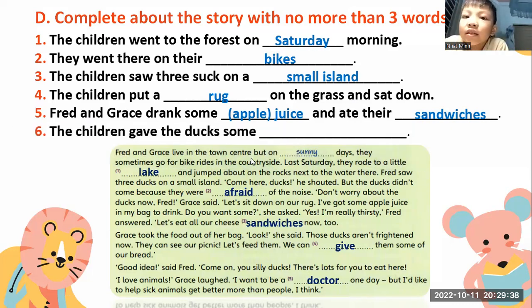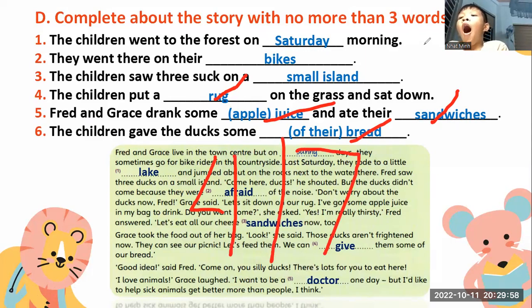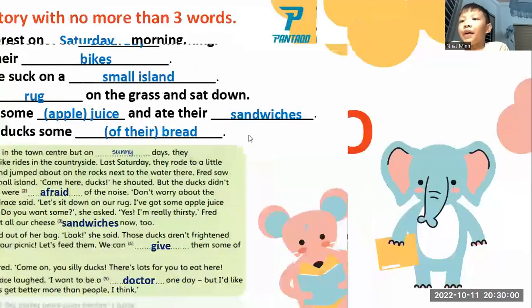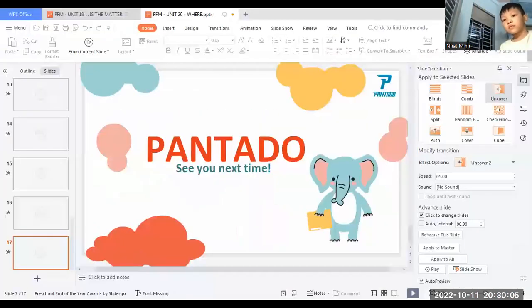How about number six? The children give the duck some sandwich, some bread. Okay, some bread. Great job. So for this one, you got 4 out of 7, Min. So now, Min, wow, we are done. So let's proceed with the next slide.